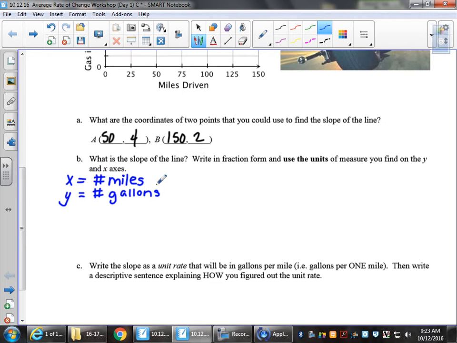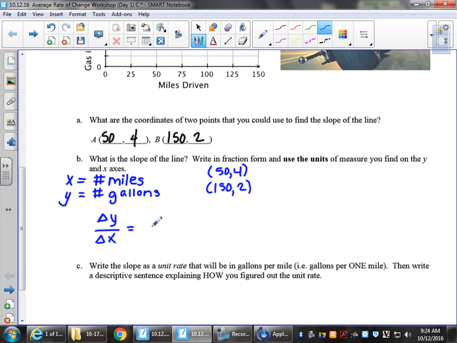Now I need my 2 ordered pairs, so we're going to say 50, comma 4 and 150, comma 2. We pulled those 2 ordered pairs off of the line on the graph. Now, we are going to have a very set way of showing our work, so we are all on the same page. We're going to write change in y divided by change in x equals, what are we subtracting up top?